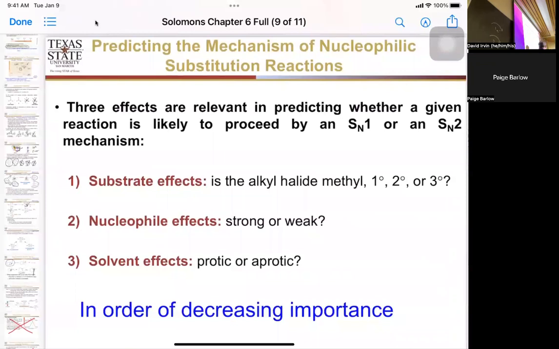Solvent effects, protic or aprotic. Remember, protic solvents promote cations, solvate anions and cations. That's important. So, in increasing order of importance, substrate effect is first. Your tertiary and your secondary are probably going to go SN1. Your methyls and your primaries are probably going to go SN2 because of sterics. Nucleophile effects, strong and weak: the weaker the nucleophile, the more likely it's going to go SN1. Solvent effects: if it's protic, it's more likely to go SN1.